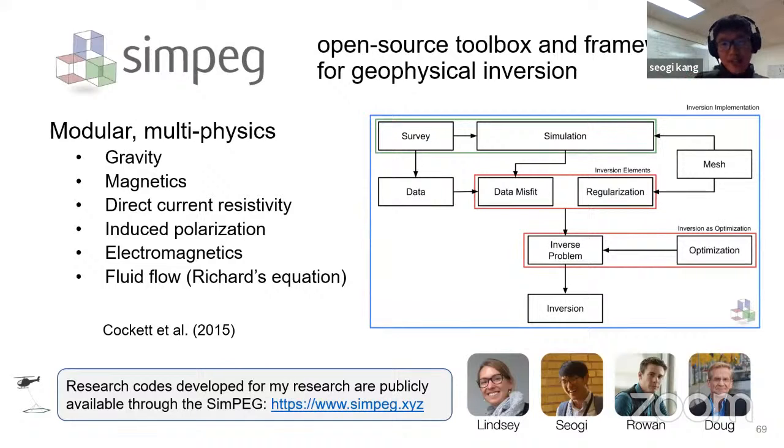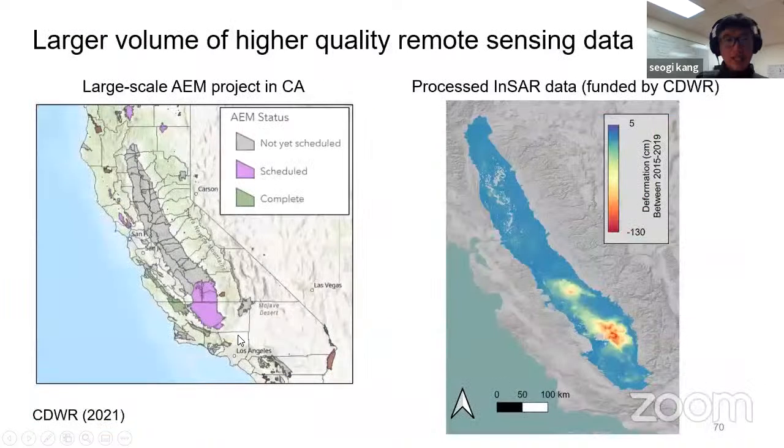And the technical tools that I am using to develop this technique is SIMPEG, which is an open source toolbox and framework for geophysical inversion. I'm not going to go through it, but if you have any question, I'm happy to answer. And all the research code that I have developed for my research are publicly available through this SIMPEG software.